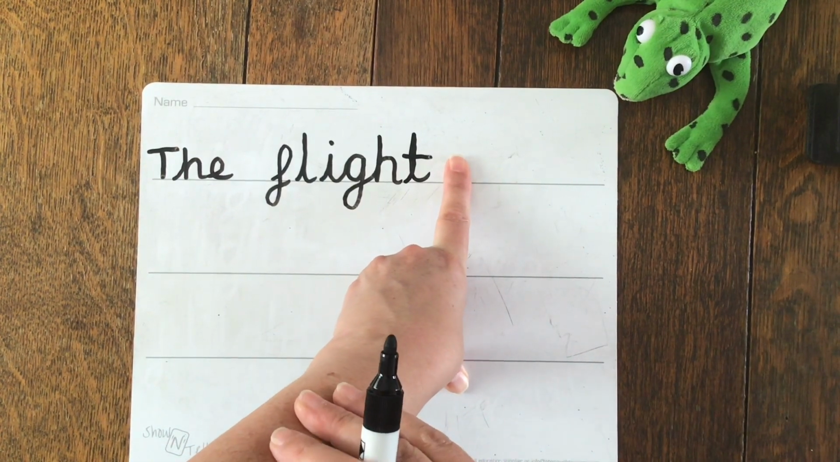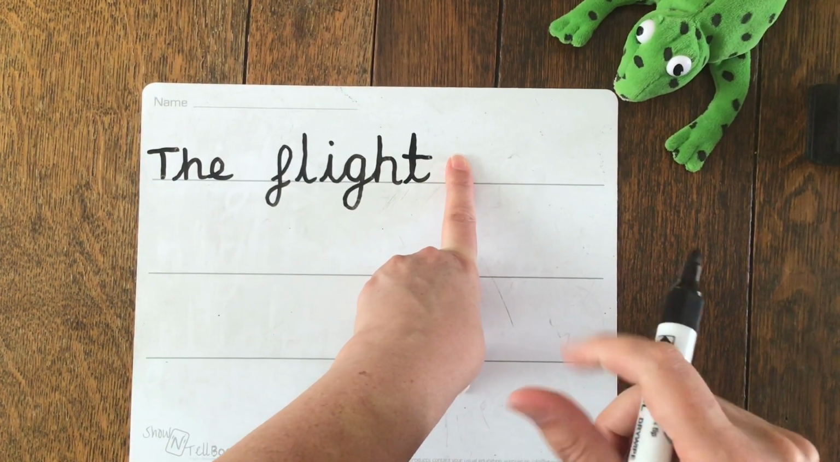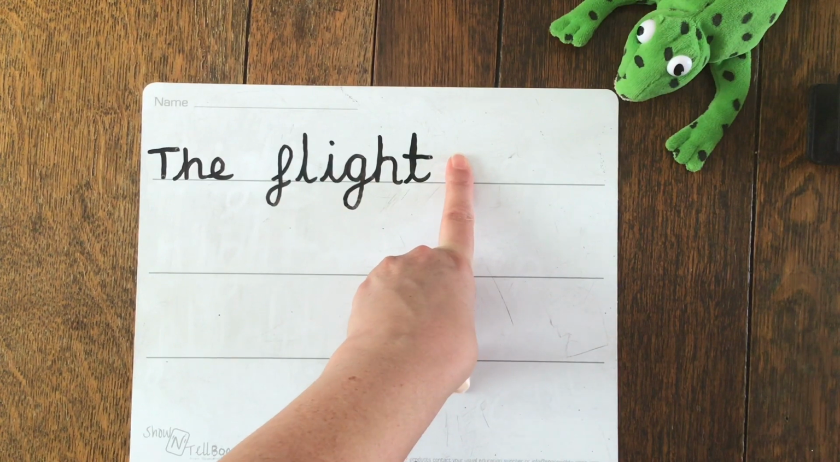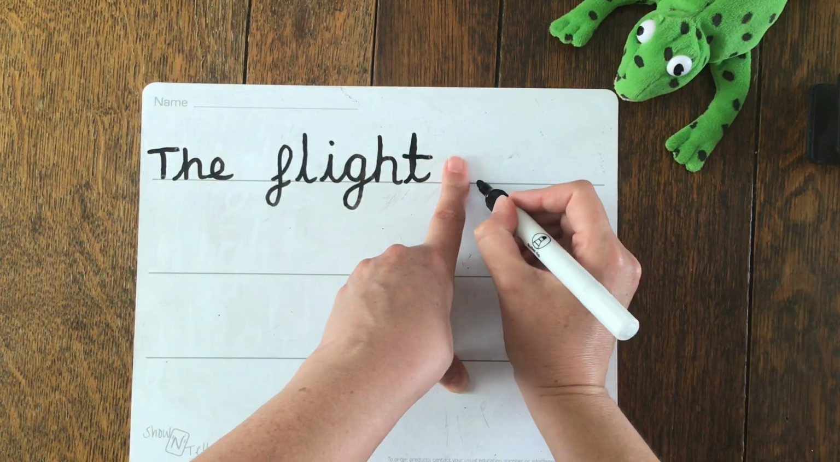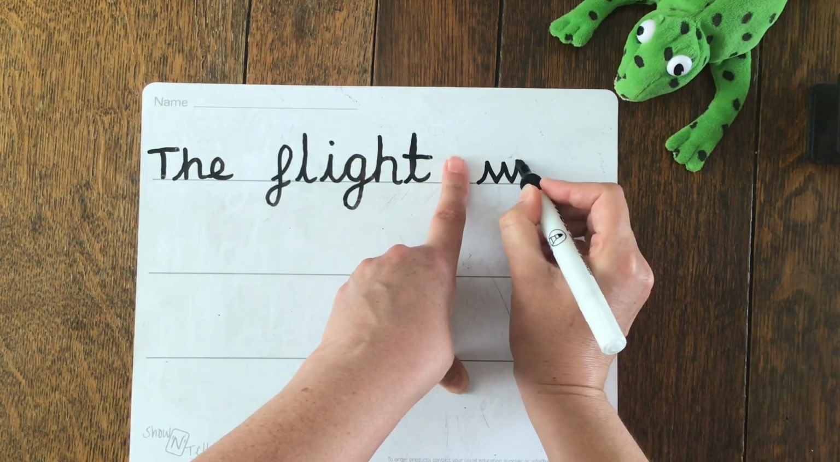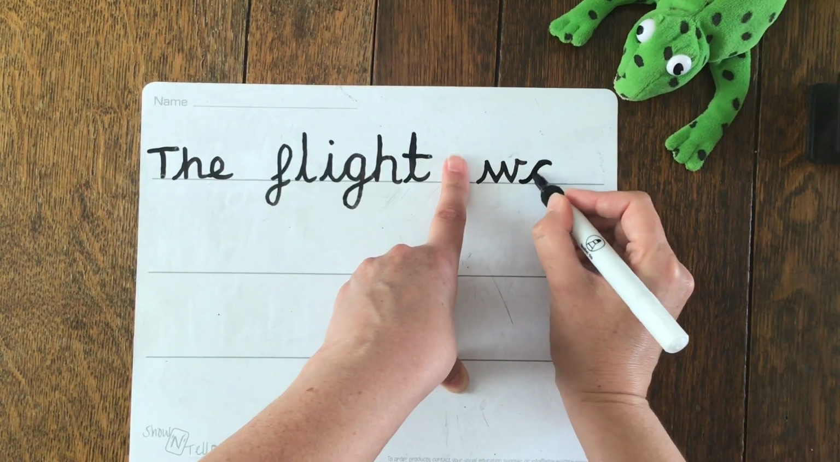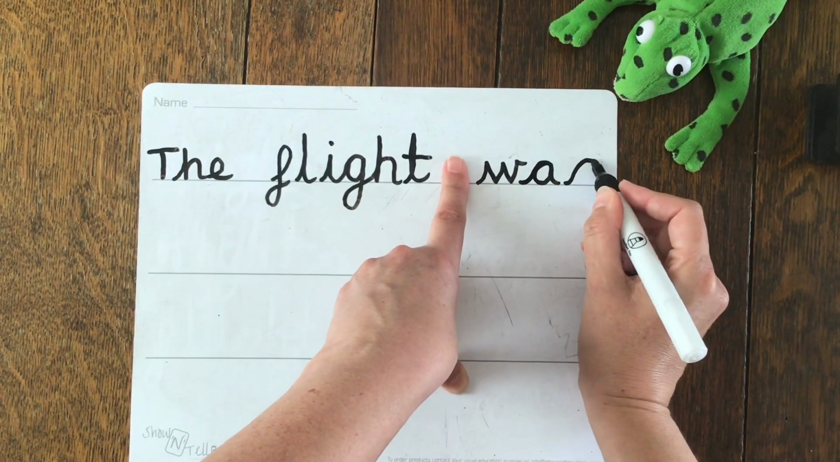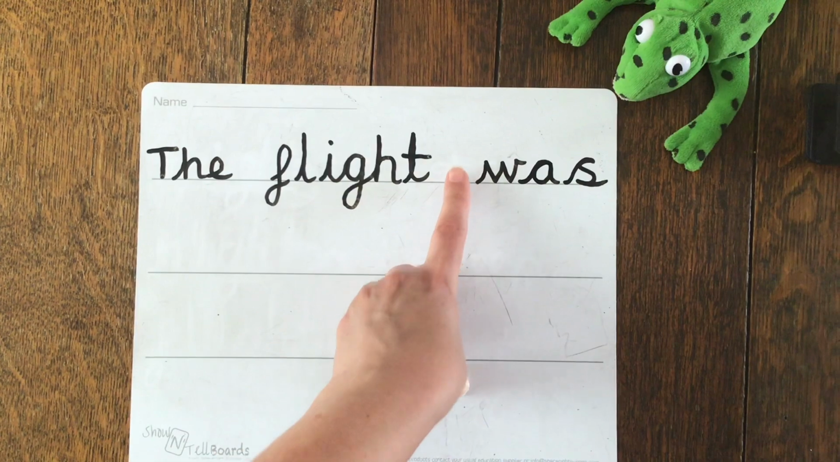The flight, finger space, was. Now, was is so tricky because it sounds like you'd sound it out, w, o, z. But it's not. We have to learn to spell this one. It's the w, an a and an s. That's how we write was.